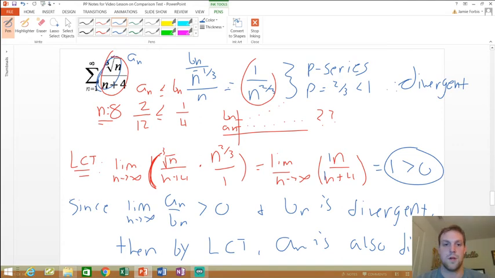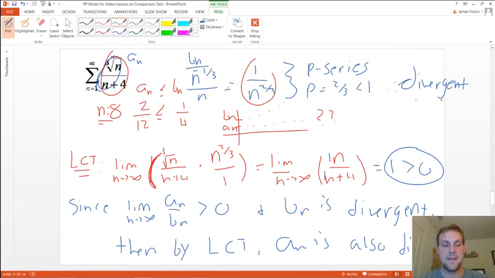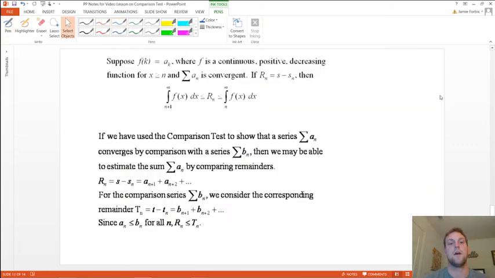I'm going to move on to the error bound with it, which is just using the same exact idea as the error bound for integral test. Okay, so let's look at this. This right here.